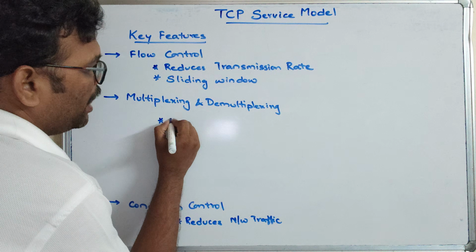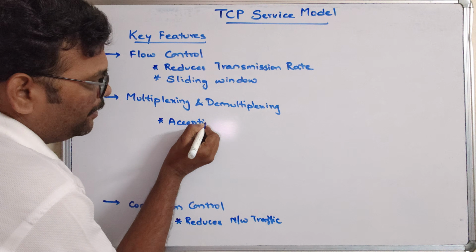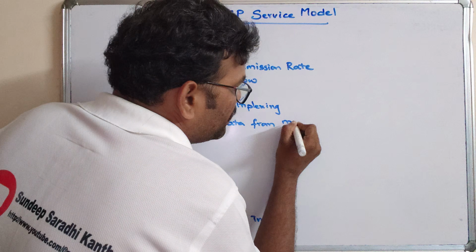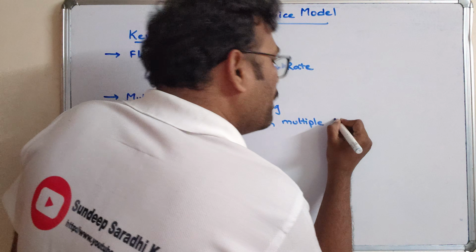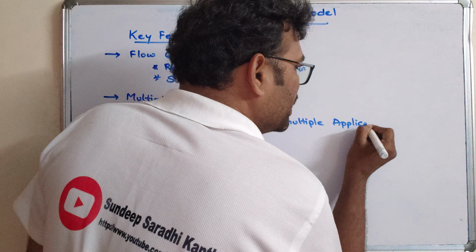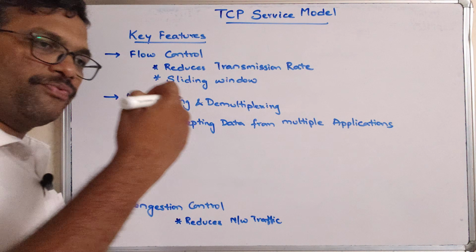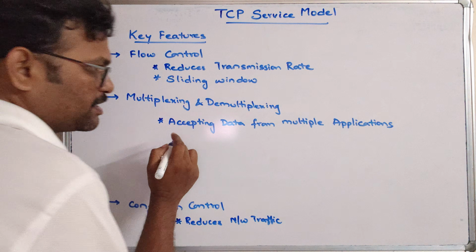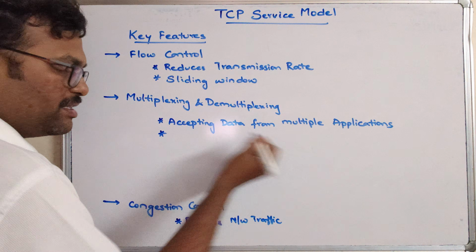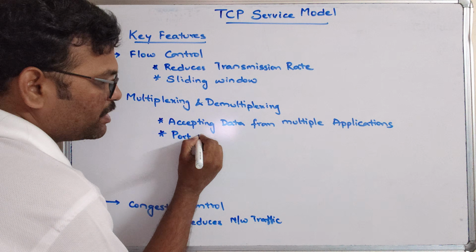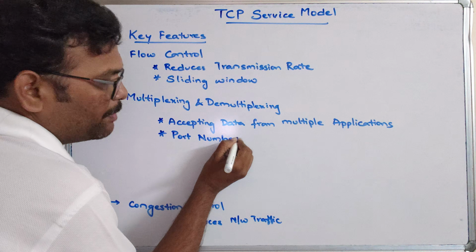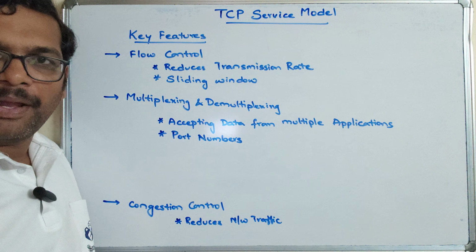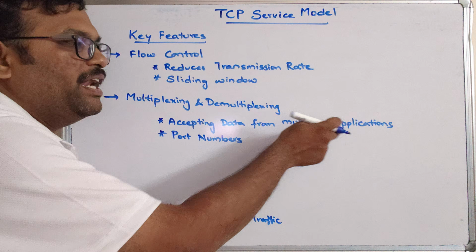So simply we can say, accepting data from multiple applications, not sources, applications. We have to call it applications because we are saying from one application to another application the data will be transferred, right? So for this they require port numbers. They need to identify the port numbers, and with the help of port numbers the data will be accepted from multiple applications and received by multiple applications at a time, right? Port number is to identify the application.